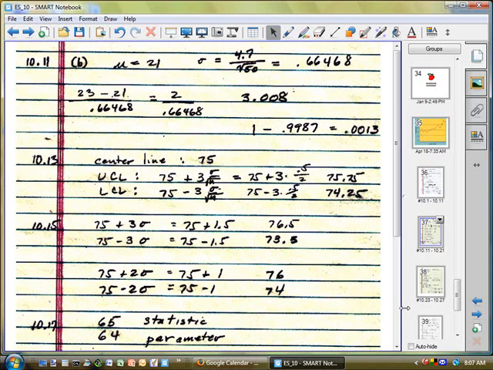Okay, so we do our z-score thing: 23 minus 21 divided by our new standard deviation. And that gave me this number, 3.008. I go to my table, and I get 0.9987, I think is what that says. But because they wanted to know greater, I had to do this 1 minus thing. And then you wind up with this really tiny, what, 0.1%?